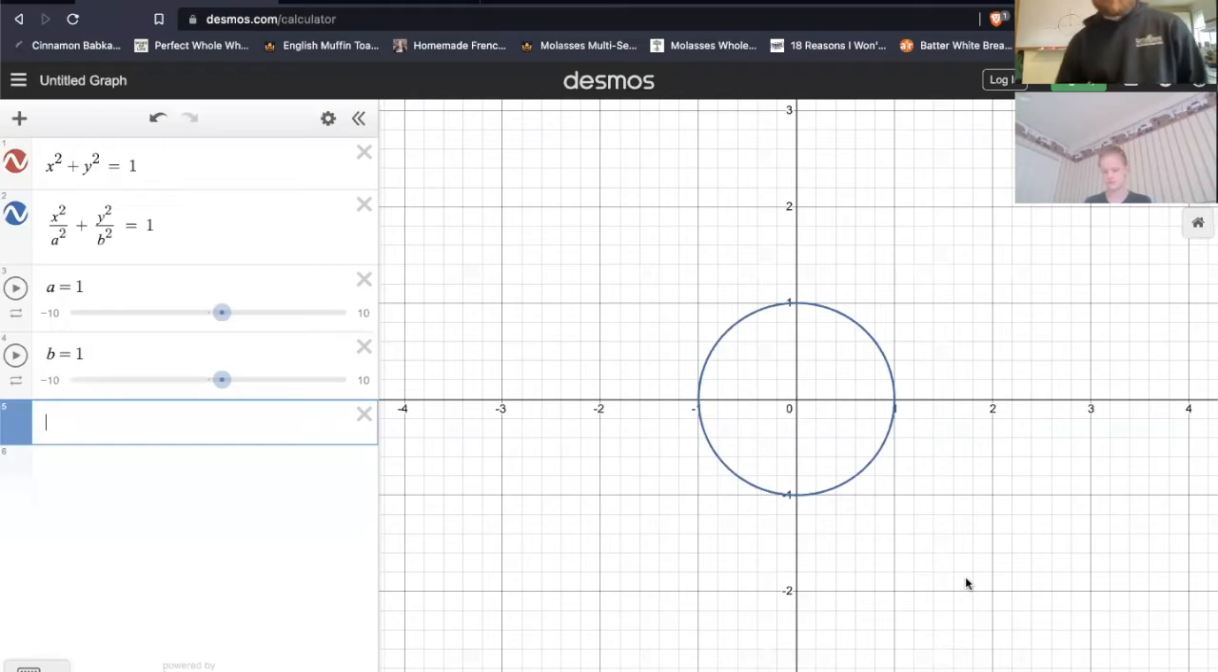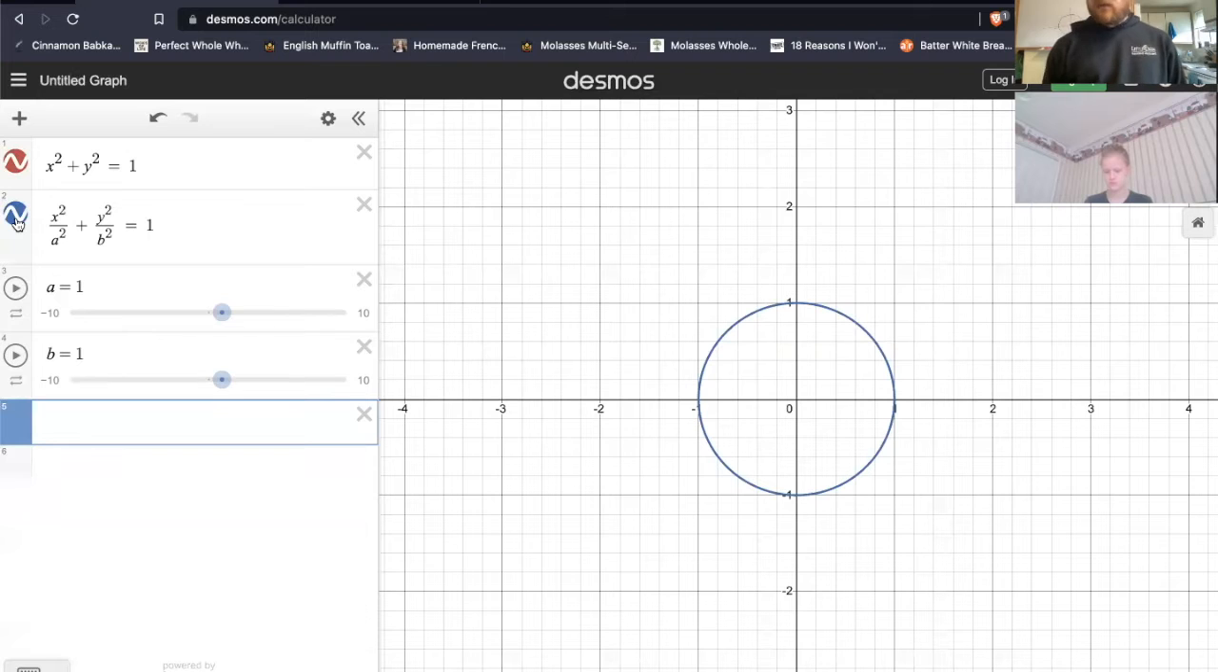Desmos. Okay, can you see what we got here? Yes. Okay, as you can see, I'm plotting two objects, these are not functions. One of them is the unit circle, x squared plus y squared equals 1. The other one right on top of it is a general ellipse that's centered at the origin. And with a and b both equal to 1, that second equation is exactly the same as the first equation, because anything divided by 1 is just whatever it is.